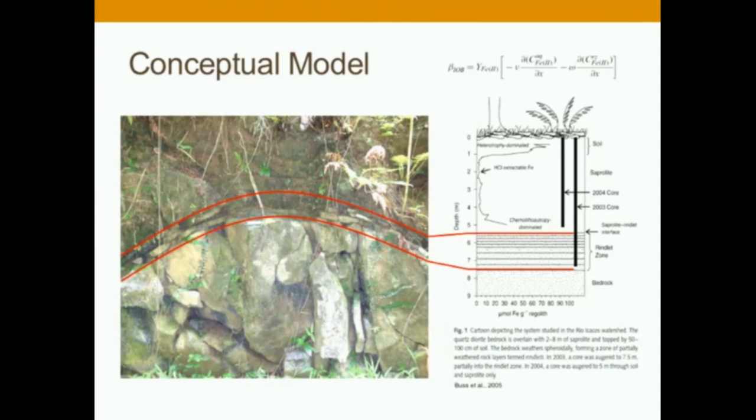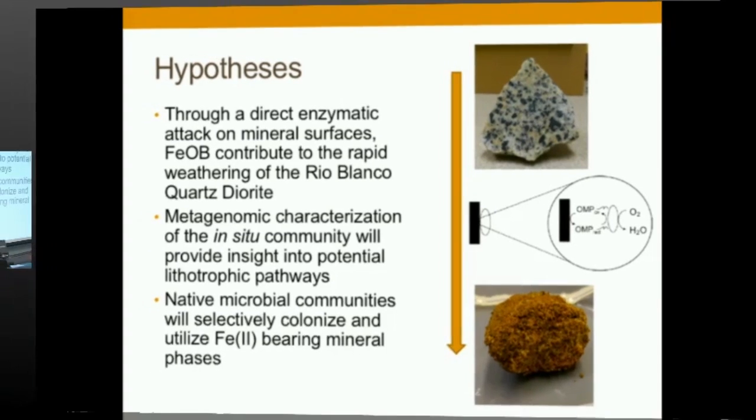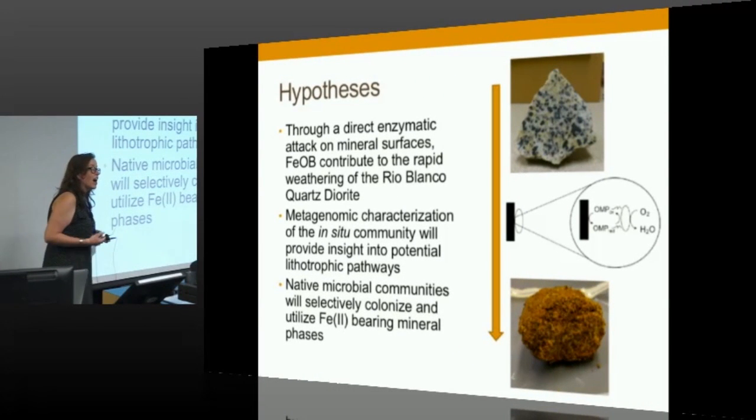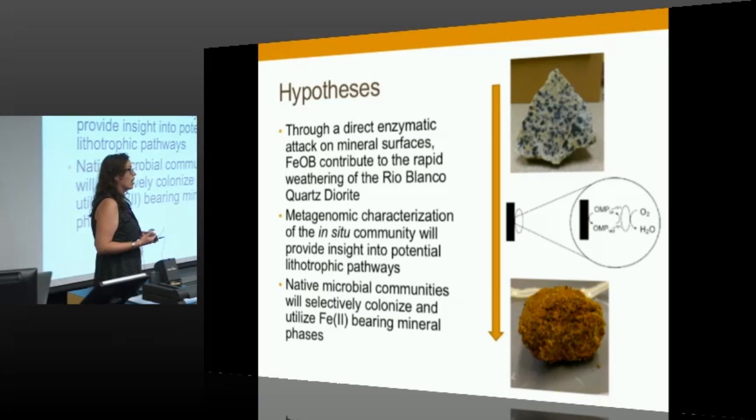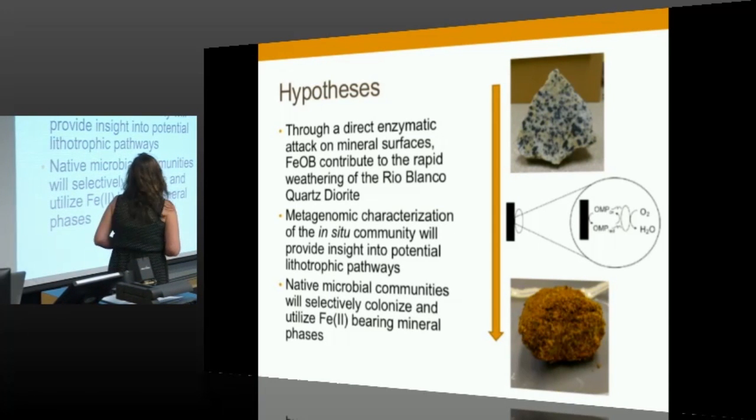So you can calculate the amount of biomass based on the free energy, and you can actually produce more cells at depth based on the upward flux of iron out of the rock than you can by the downward flux of carbon. So these are probably lithotrophs. So that's our hypothesis, that through a direct enzymatic attack on the mineral surface, these iron-oxidizing bacteria are going to play a direct role in the rapid weathering of this quartz diorite.